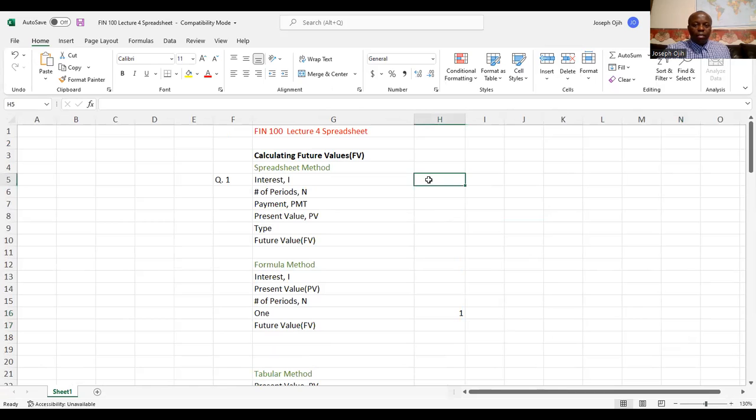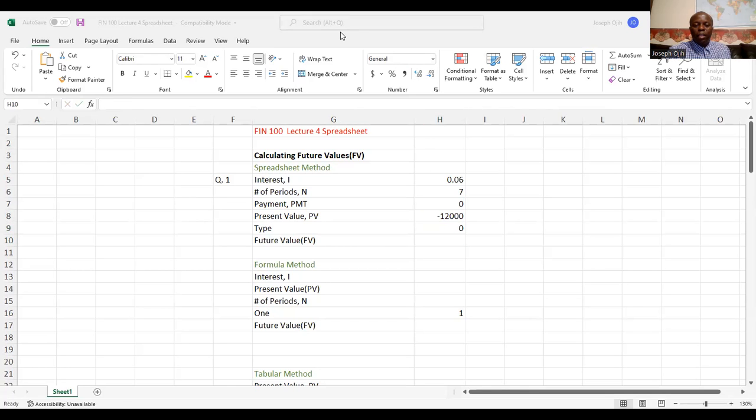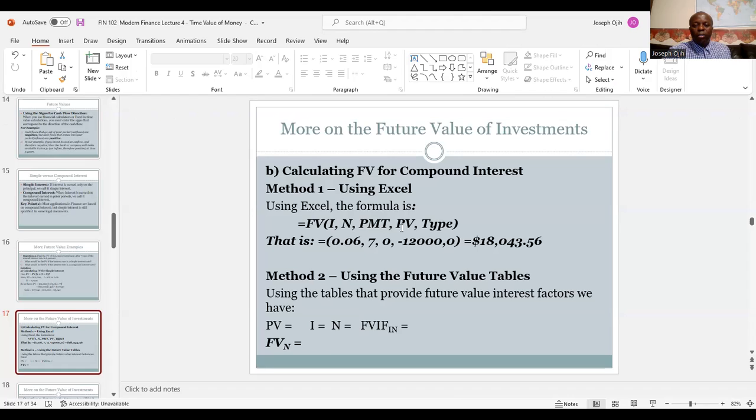So interest is 6%, which in decimal form is 0.06. This is for 7 years, so you type 7. There's no payment made until the end of the period. Present value, which means how much you invested, to show the direction of the cash flow, make it negative 12,000, showing that money left your pocket. Type 0. So to calculate the future value, you type in this Excel formula that I gave you, which is equals future value, and you click on all these things to get your answer.